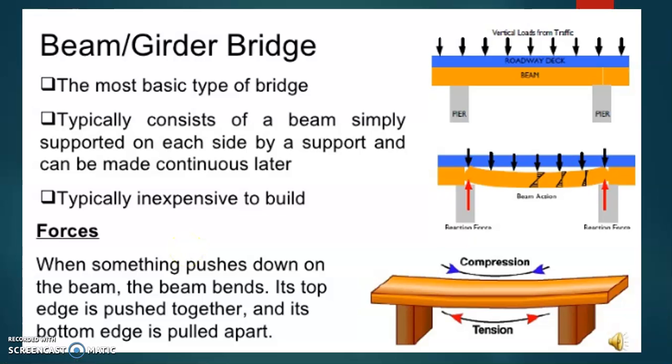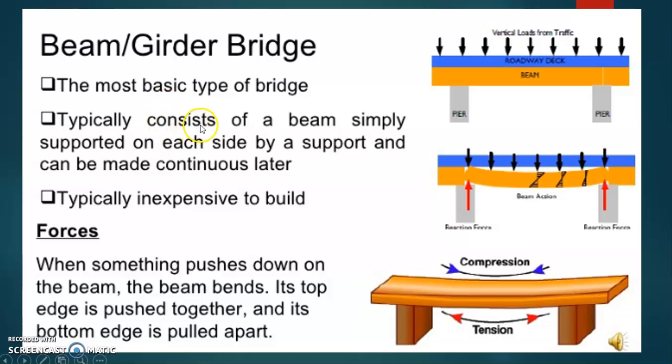The second type is the beam or girder bridge. This is a very simple bridge. We just need a pier, like simply supported, and then we have the beam or girder. The most basic type of bridge is the girder bridge or beam bridge.